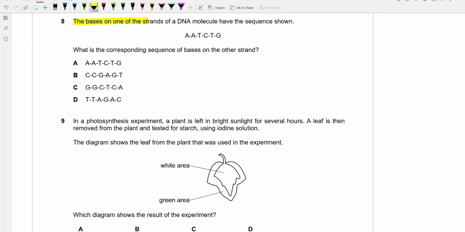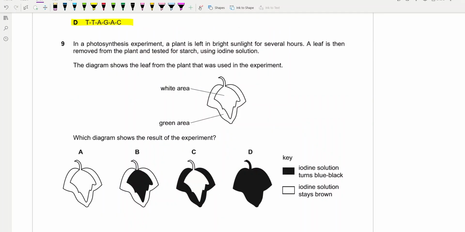Question number 8. The bases on one of the strands of a DNA molecule have the sequence shown. AATCTG. What is the corresponding sequence of the bases on the other strand? So the corresponding would be A to T, and T to A, C to G, T to A again, and G to C. So the correct answer would be option D, TTAGAC.